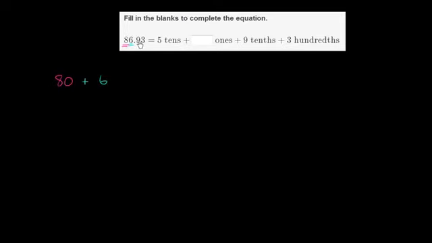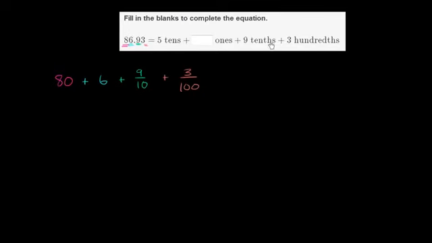Then the 9 in 86.93, that's 9 tenths. So I could write this 9, that's right of the decimal place, plus 9 tenths. And then the 3 in 86.93, that is in the hundredths place. It represents 3 hundredths. So this is plus 3 over 100. So I've expanded out the number that I have on the left.